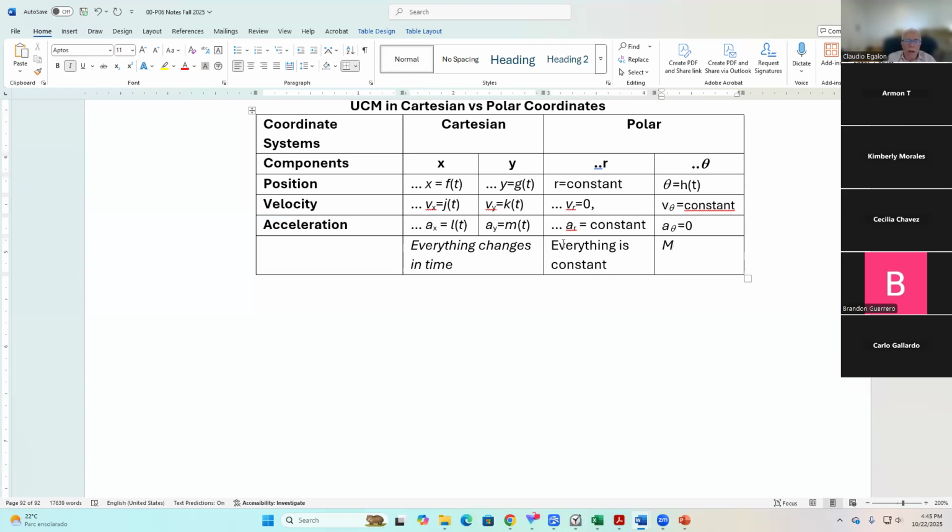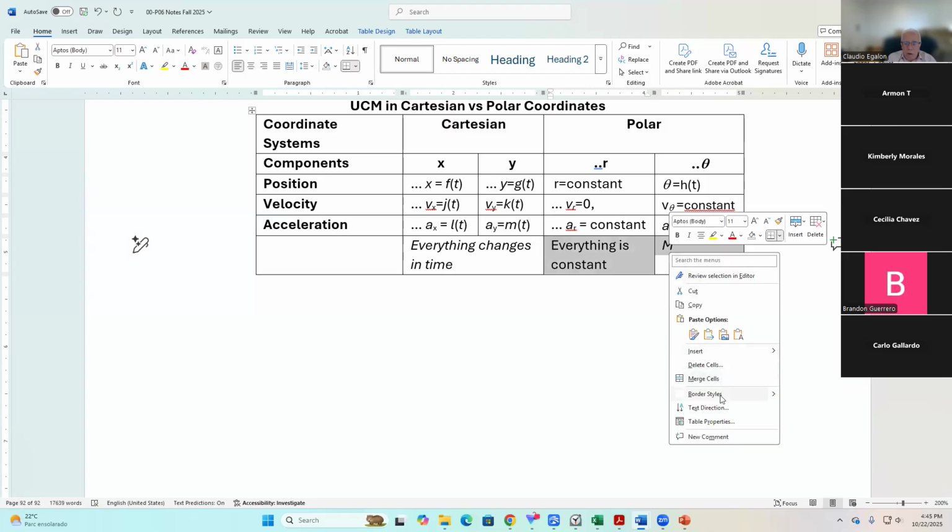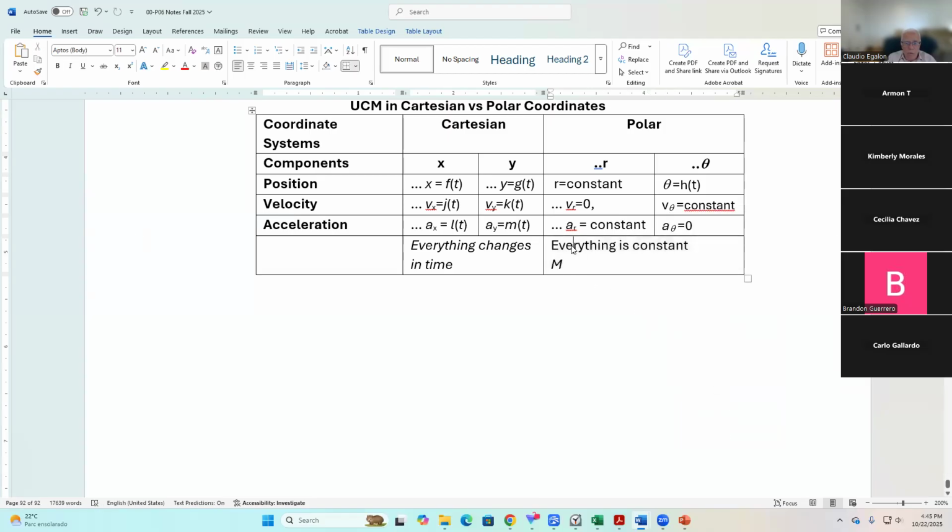Most of it, let's put it this way, most of the components are constant. Like that.